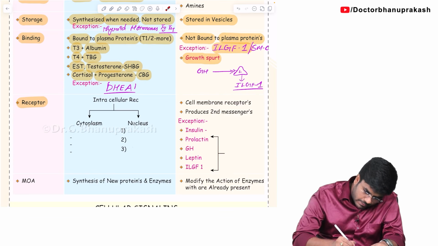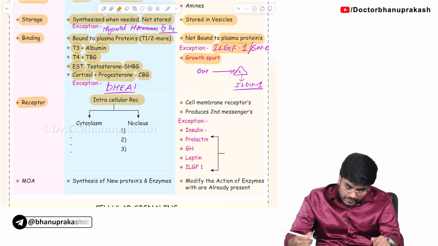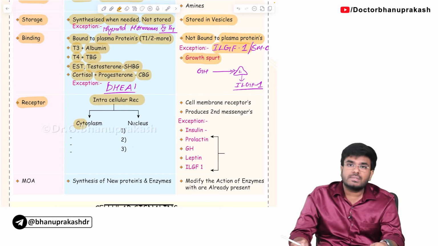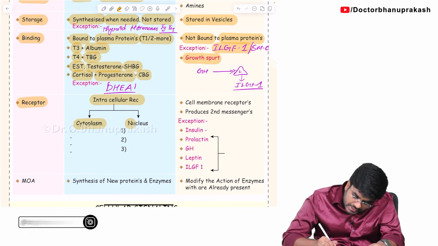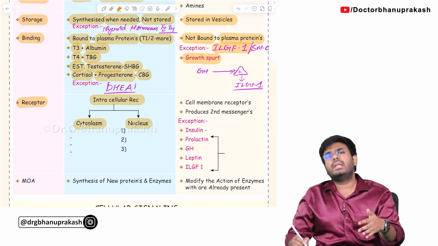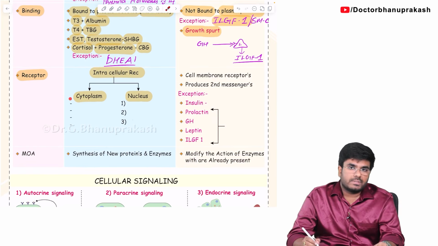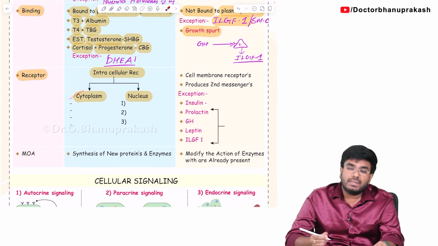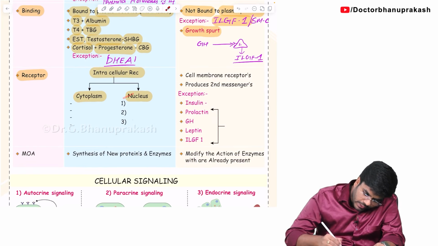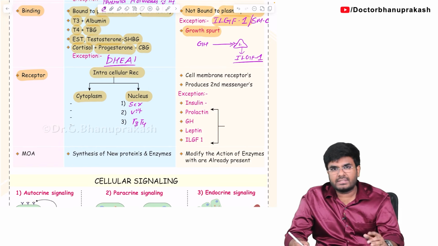Within the cell means they have intracellular receptors. The receptor may be present in the cytoplasm or the receptor may be present in the nucleus. So the receptor can be an intracytoplasmic receptor or it can be an intranuclear receptor. Now, what are those lipid soluble hormones which have receptors in the nucleus? See, the mnemonic I am giving you here is SEX with T3, T4. Okay, just like a mnemonic, SEX with the T3, T4.